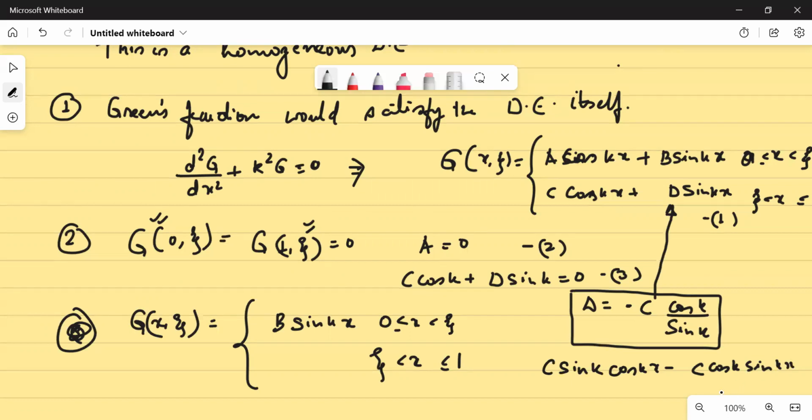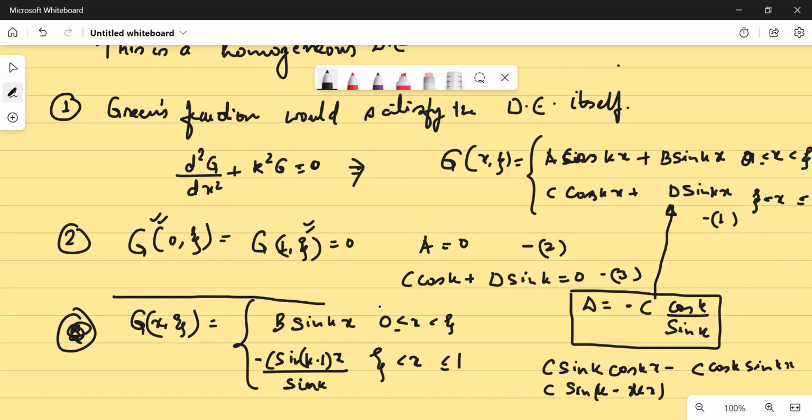If you use this particular property, you will simply get this to be equal to c sine of k minus kx. If I take k common out, it will be equivalent to writing 1 minus x. So this is equal to minus c sine of k minus 1 x, and then you have some division by sine k. Overall, this seems to be the Green's function.